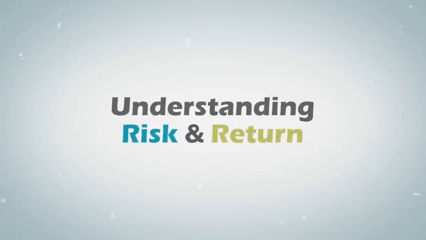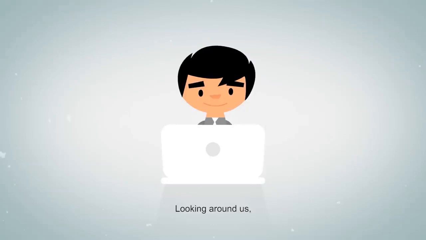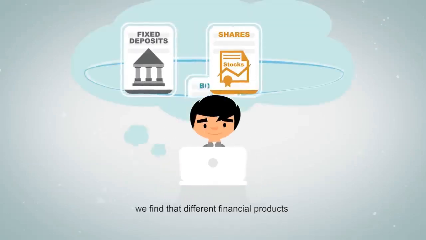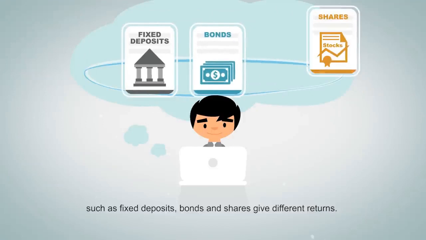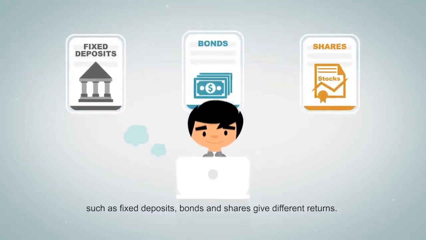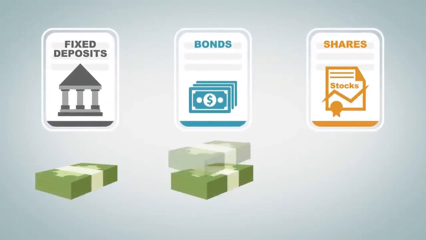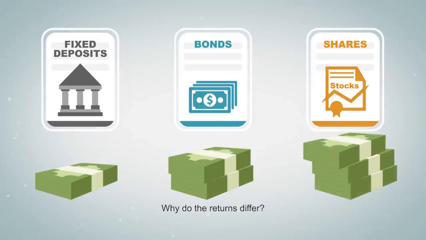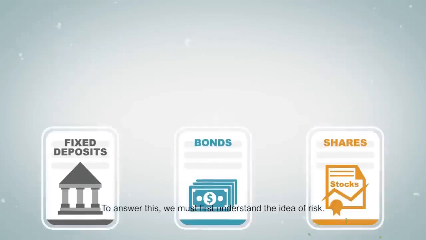Understanding risk and return. Looking around us, we find that different financial products such as fixed deposits, bonds and shares give different returns. Why do the returns differ? To answer this, we must first understand the idea of risk.